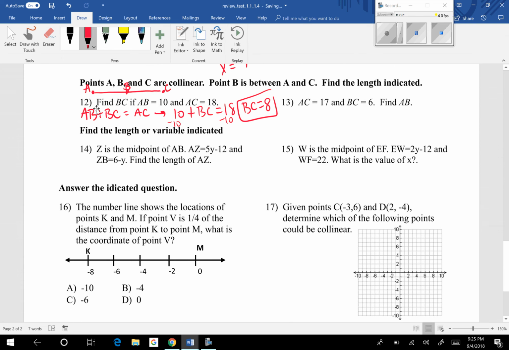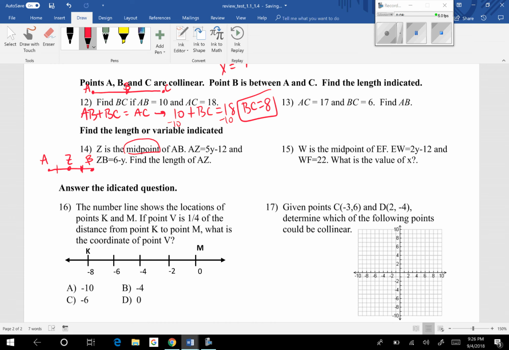All right, question 14. Z is the midpoint of AB. So we have from A to B, and Z is the midpoint. Now remember, midpoint cuts your segment in half. So the first section and the second section are congruent. So A to Z is equal to Z to B.